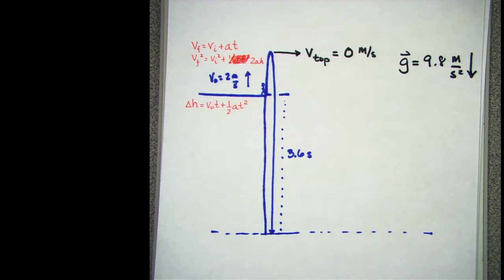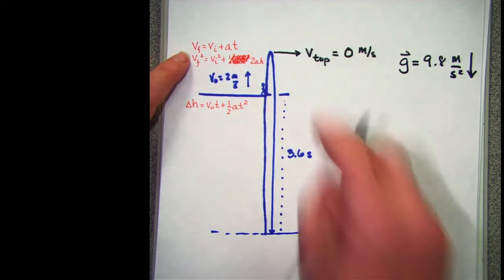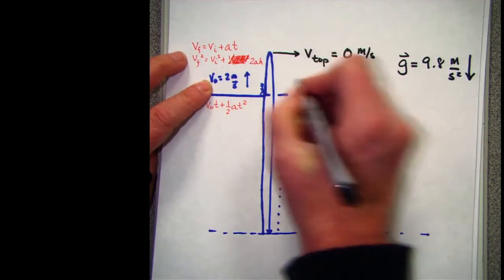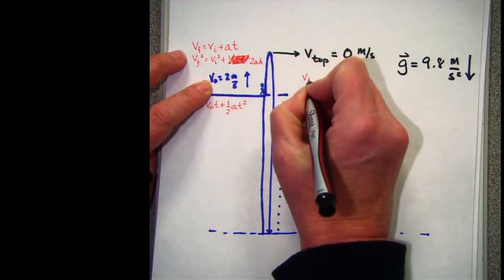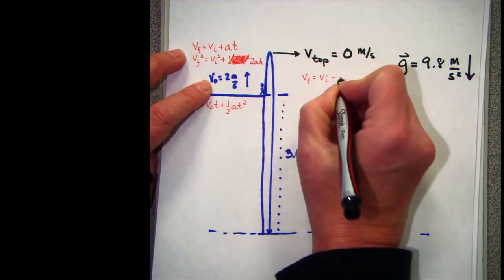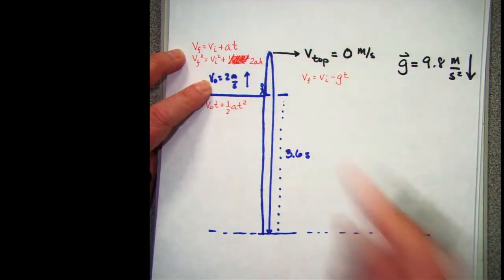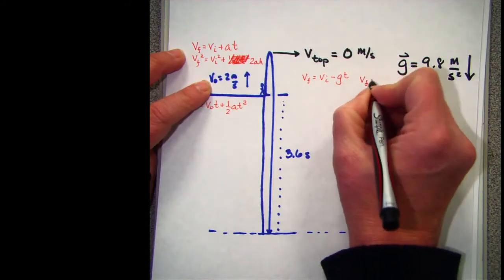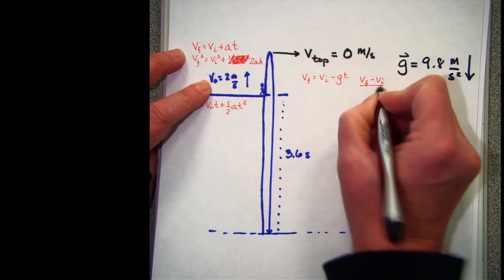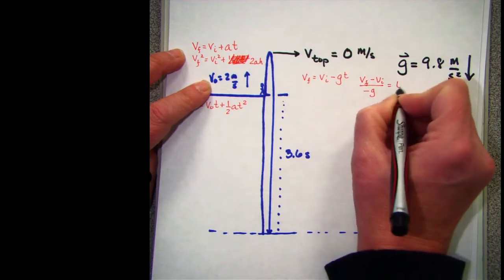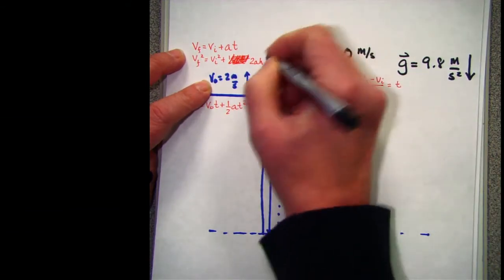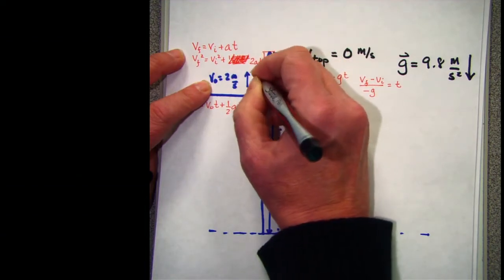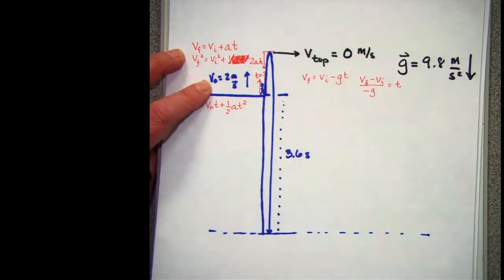So we know a couple things. This one's easy, all right? Because we know V final, we know V initial, we know g. So I can rewrite this one. I can get V final is equal to V initial minus gravity times time. I know everything but time, so let's get that part. V final minus V initial divided by negative gravity is going to give me time. I can find the time that it takes to get from here to here.